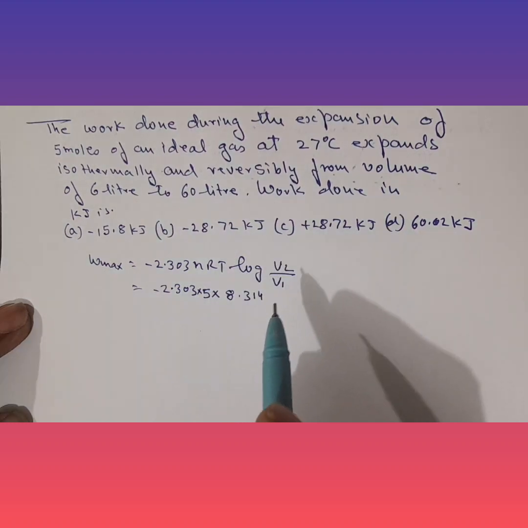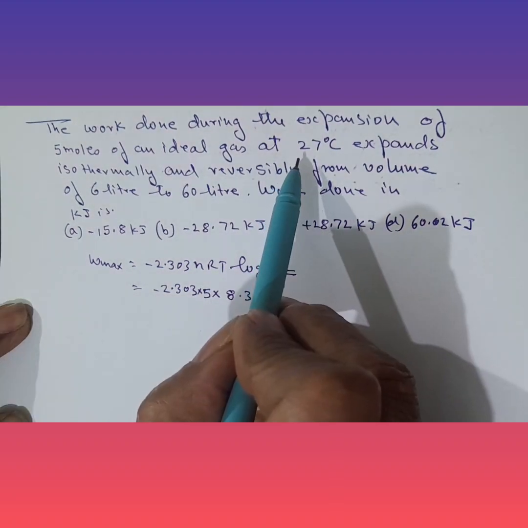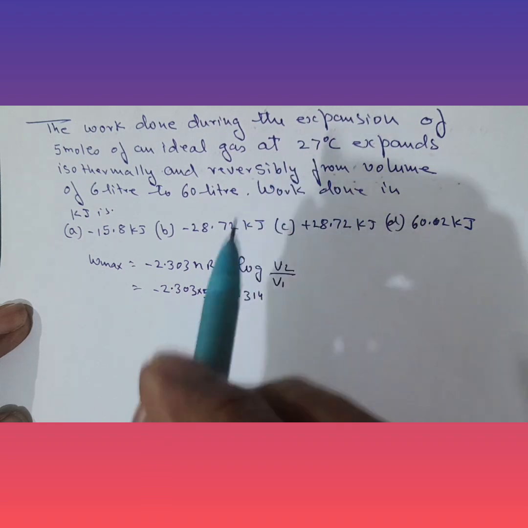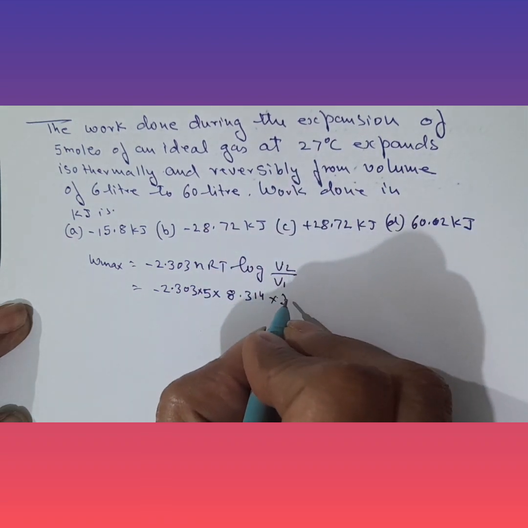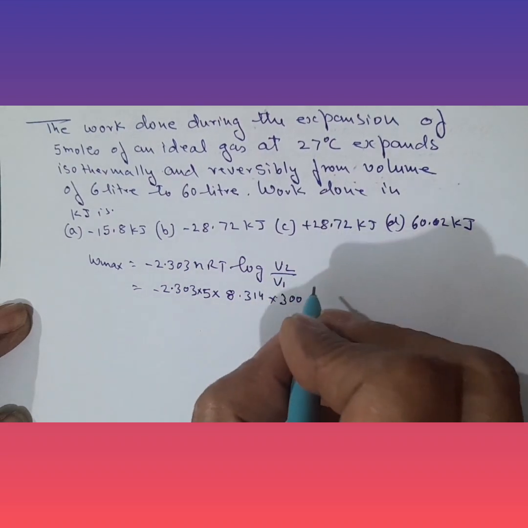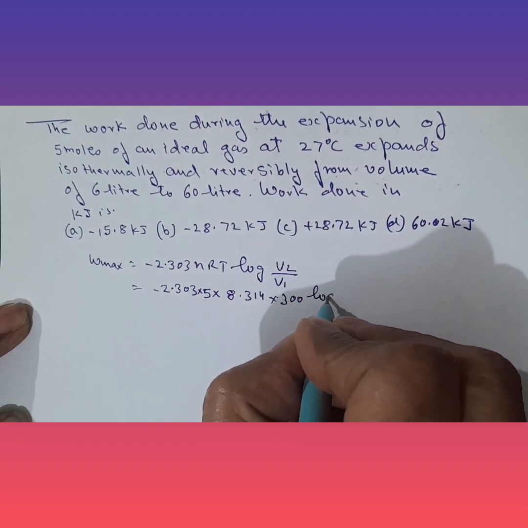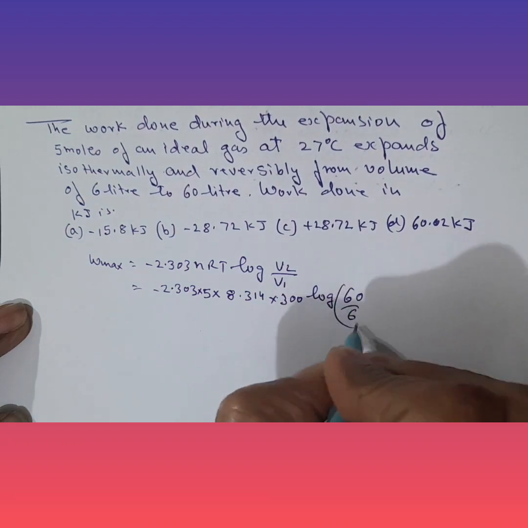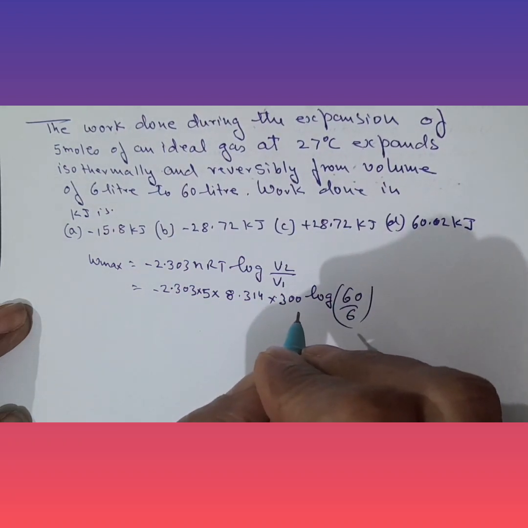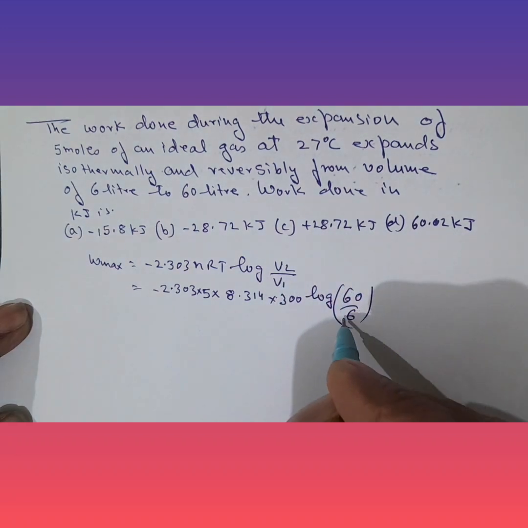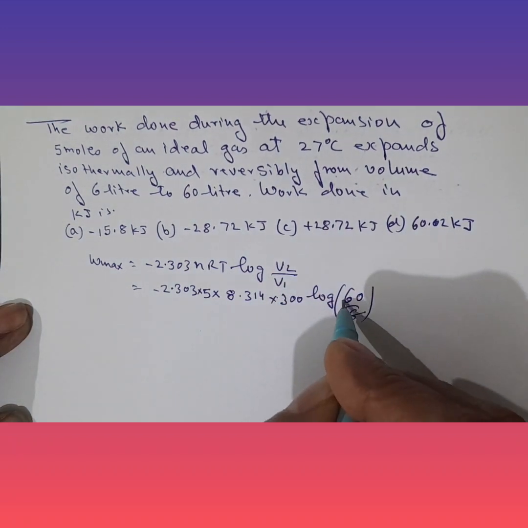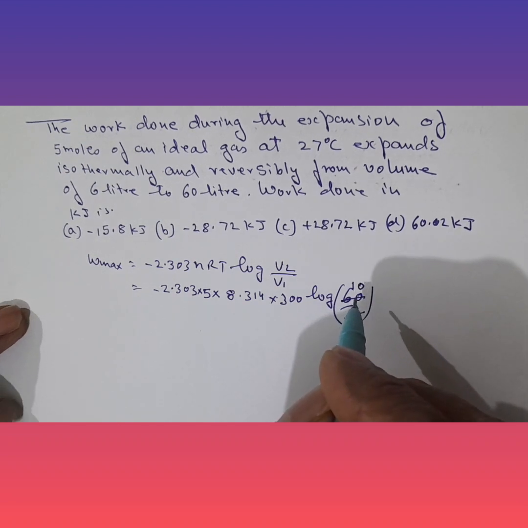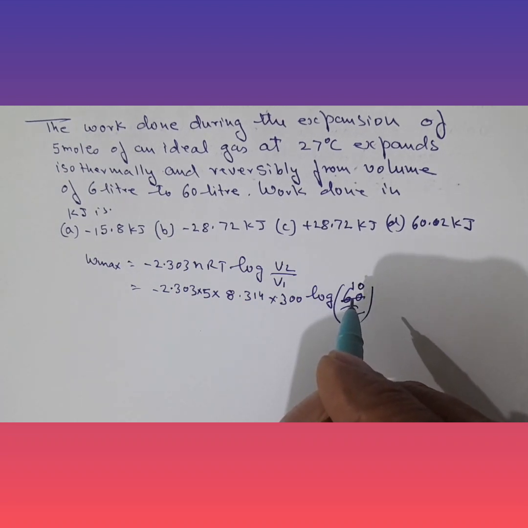8.314, and then it is provided as 27 degrees Celsius. So we add 273 to it, so it becomes 300. And log of 60 by 6. Now keep one thing in mind, that this can be cancelled. So it becomes 10, and we know log 10 is 1.